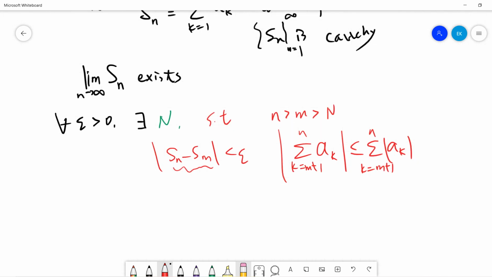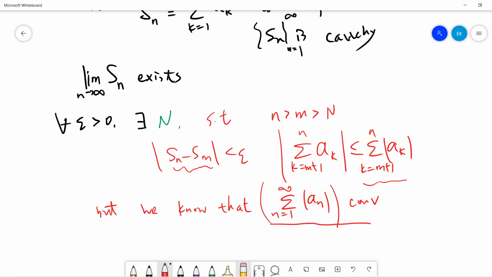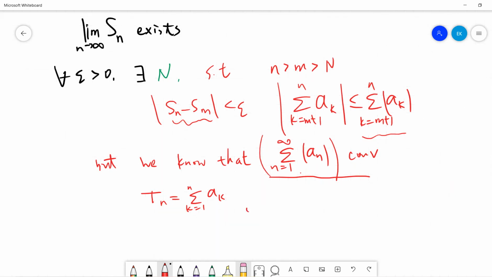But we know that the sum of the absolute an, as n goes to infinity, converges. So that means this sequence is also a Cauchy sequence. So let's define Tn to be the sum of the absolute ak for k from 1 to n. So we know that Tn, n from 1 to infinity, is Cauchy, since we know this converges.